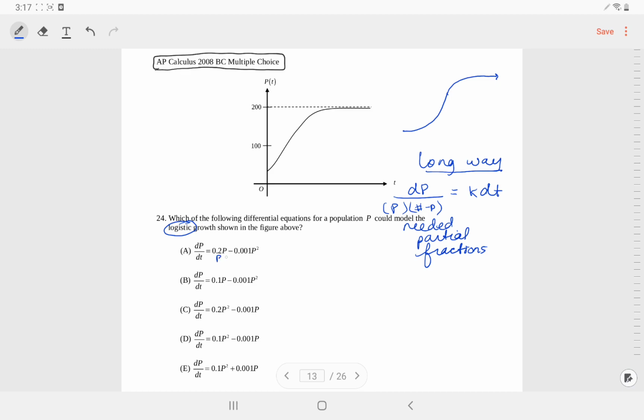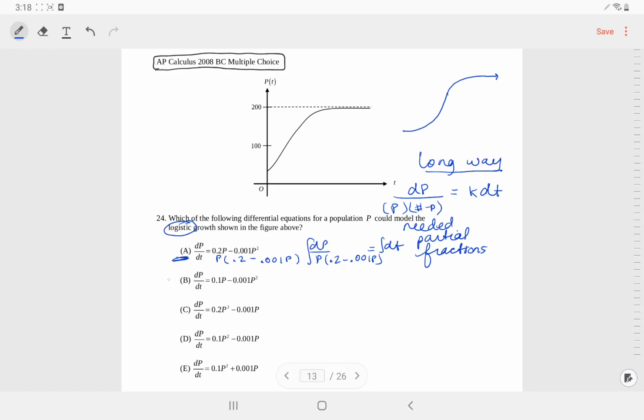So I'm thinking here, if I factored out a p, that's 0.2 minus 0.001 p. I feel like this one might be a logistic. Look, dp over p(0.2 minus 0.001 p) equals dt, so you could just take that whole thing down, and then there would just be a 1 and a dt right here, and then you integrate both sides. That definitely requires partial fractions. So I'm thinking A looks good.